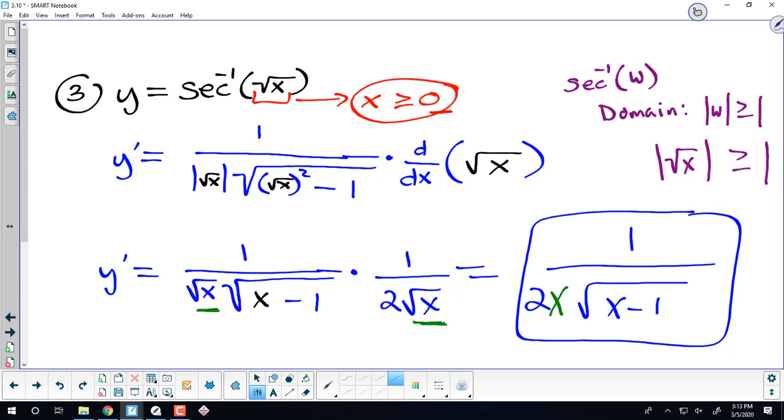Any other questions on this one? We might look at a couple more examples here in 3.10, and we've got to do 3.6 and 3.11. But 3.6 and 3.11 are application sections. So this is all of the derivative rules that we see.